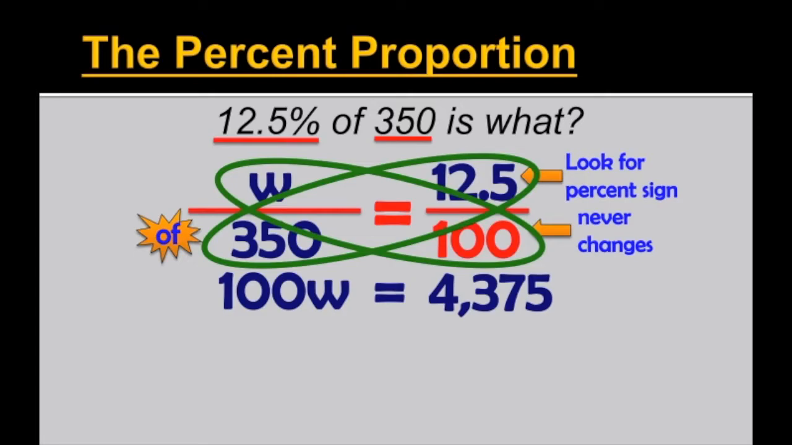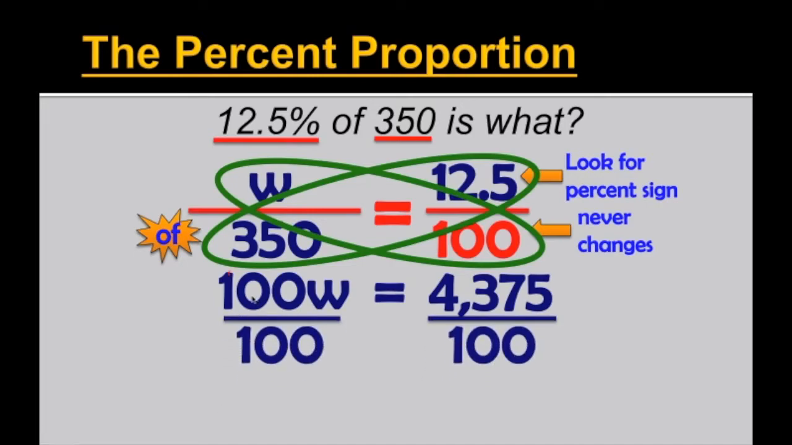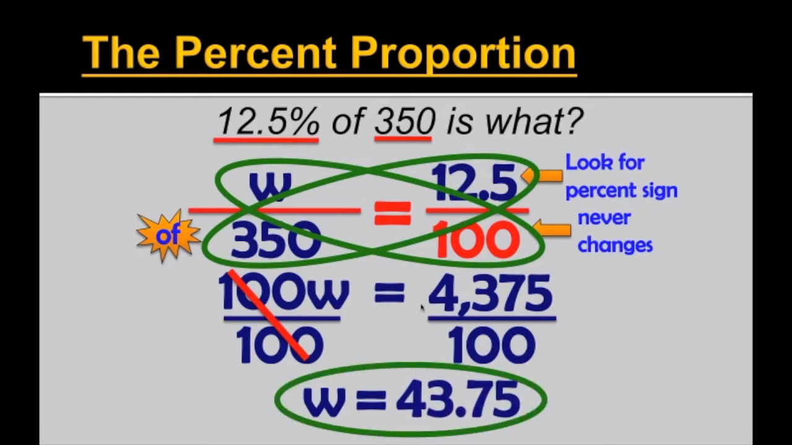Well, what do I do next? Well, the second step of solving proportions is to divide. And what do I divide by? I divide by whatever's in front of our variable. In this case, it's 100, because that's going to help me isolate my variable. So I'll divide both sides by 100. These hundreds cancel, leaving me with W by itself. So now I've got W, bring down the equal sign. Well, what's 4,375 divided by 100? Well, that gives us 43.75. So the part in the proportion is 43.75.